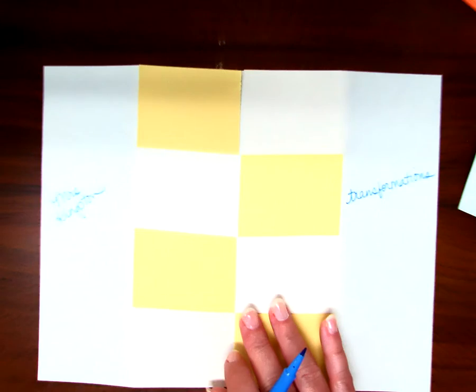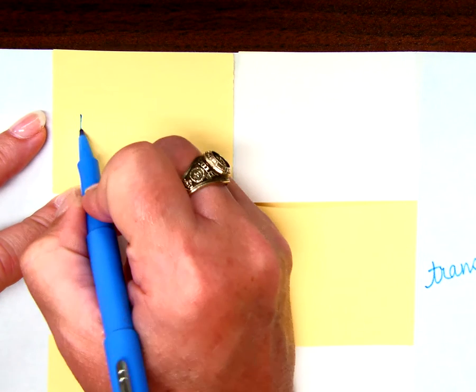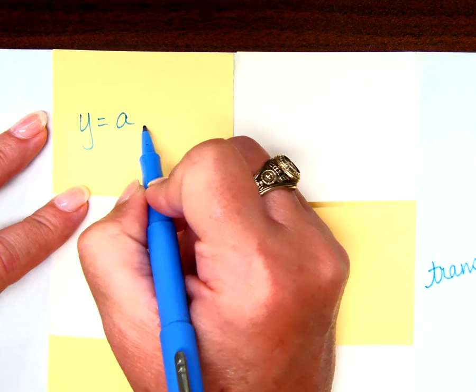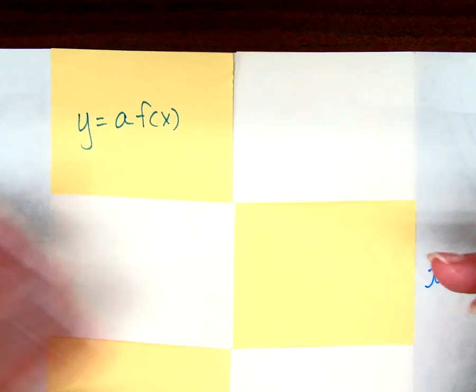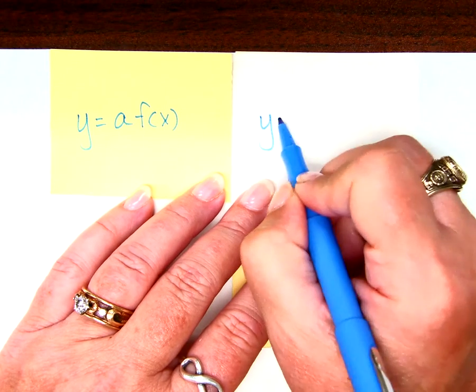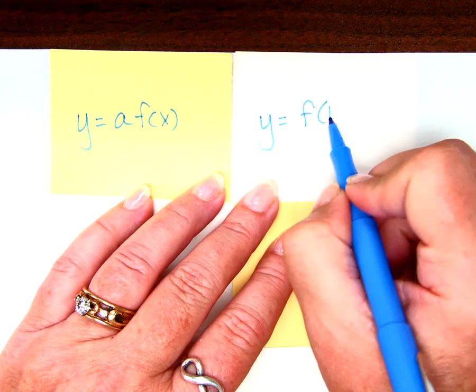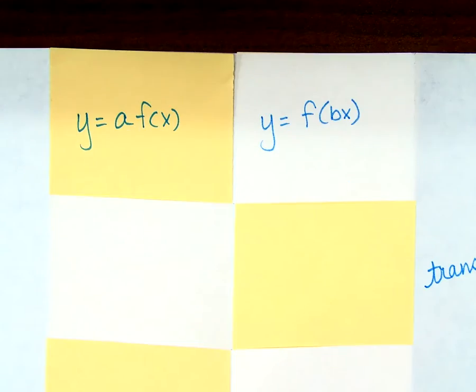Okay? Now I'm going to zoom in so we can get back to the middle section and see it a little bit easier. You okay with that? Okay. So top section, y equals a times f of x, and the other one, y equals f of bx.